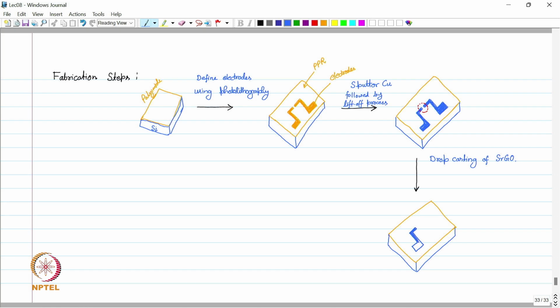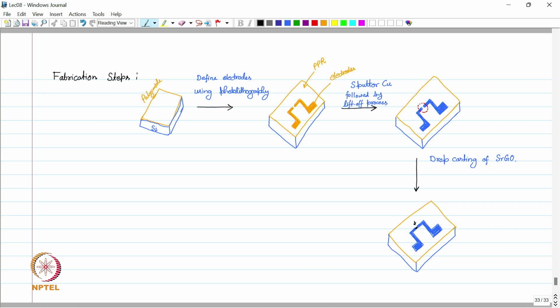This is the first electrode, and this is the second electrode. And when we have done the drop casting of this SRGO and evaporated the liquid, there will be fine flakes of strontium graphene oxide that will stay there and make electrical contact between pad 1 and pad 2, and this black dot, this is our graphene. So now we have the complete structure on polyimide.